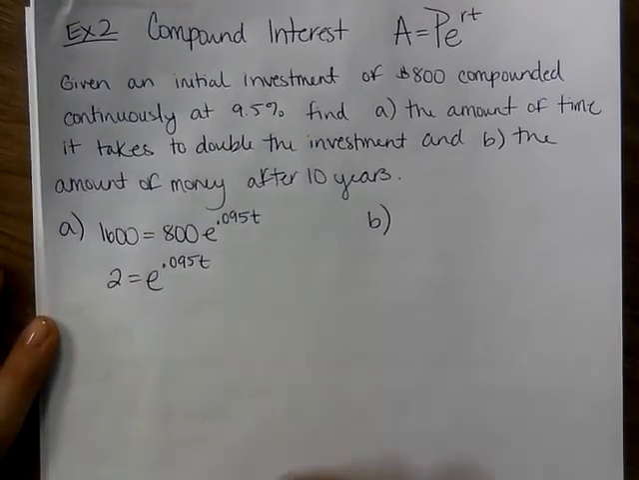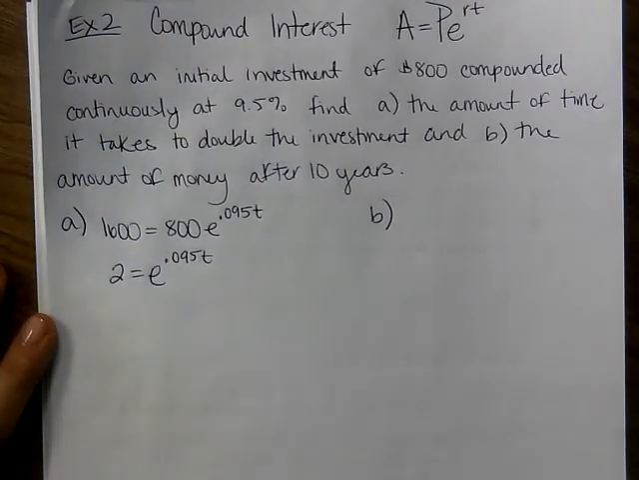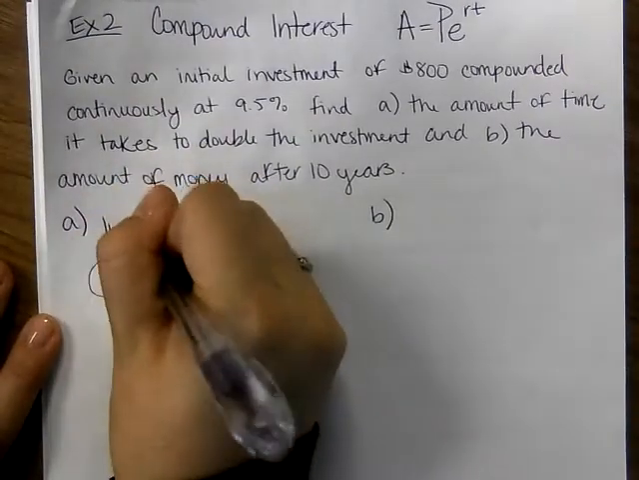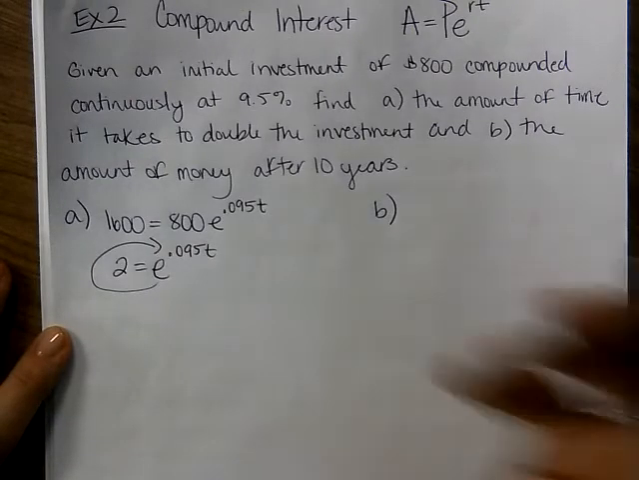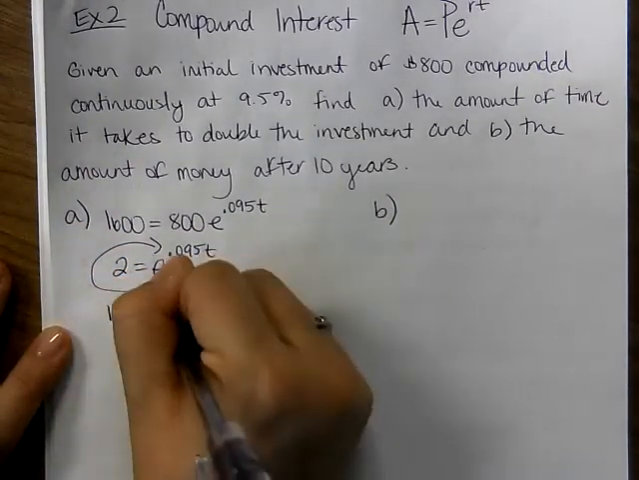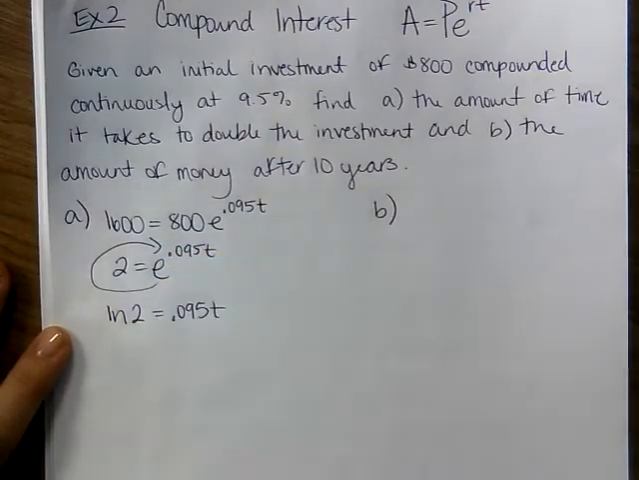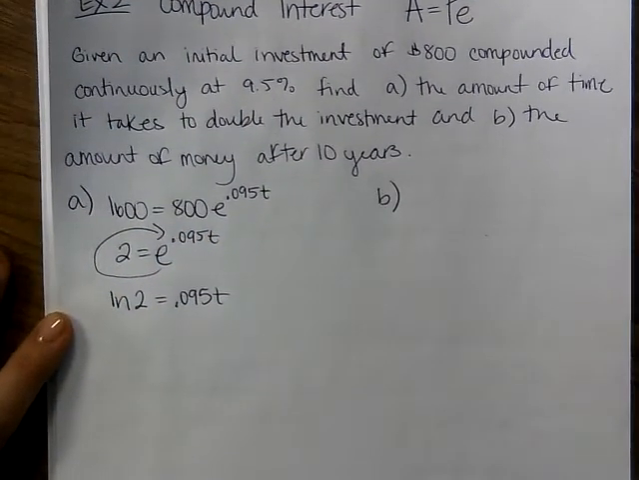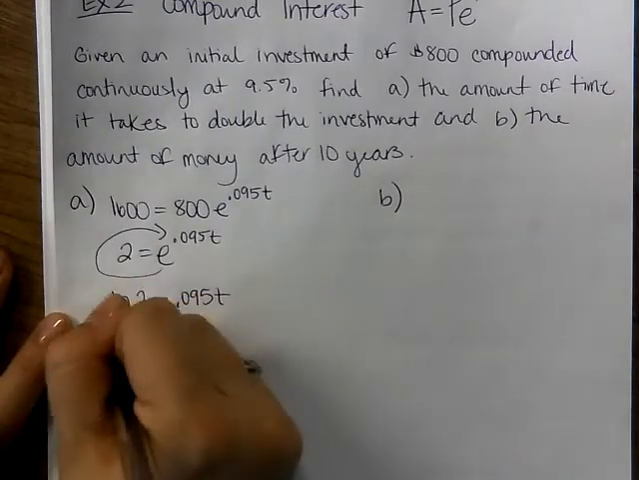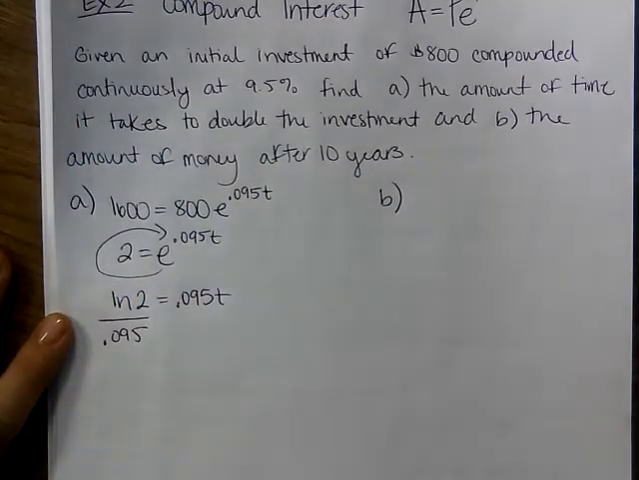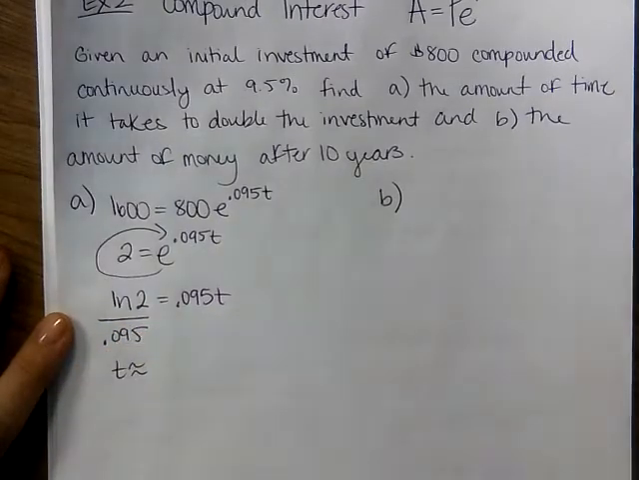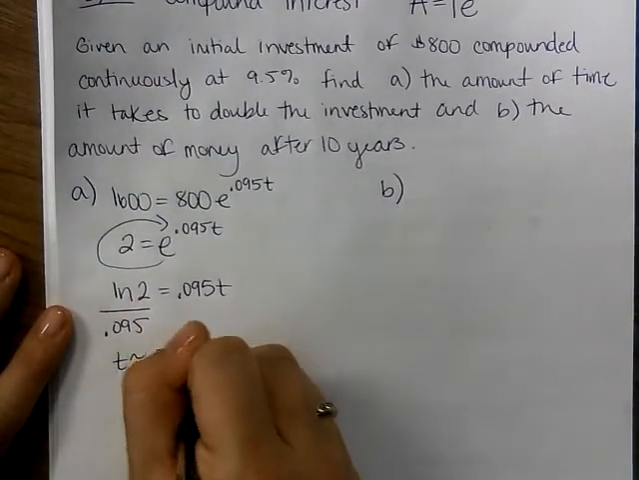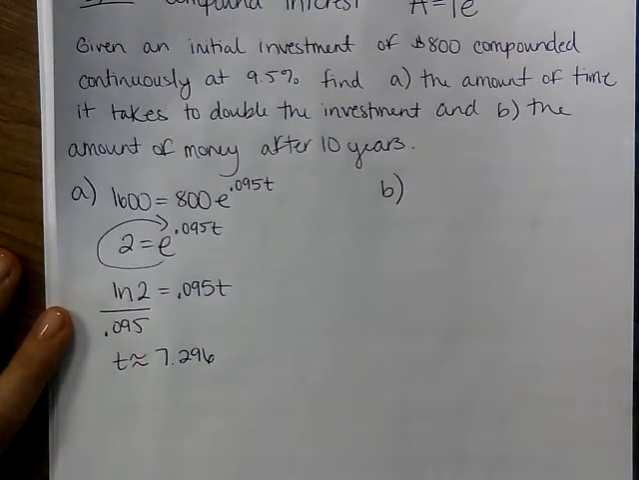Now, at this point, we can't get those bases to match, so we have to convert. Right? So it's time to convert. We're going from exponential to log form. So I'm going with a log base e, which is natural log. So I have the natural log of 2 equals 0.095 times t. And then all I have to do is divide by 0.095. Everybody agree? All right, plug it into the calculator. What do you get? Did you get 7.296? Yep.